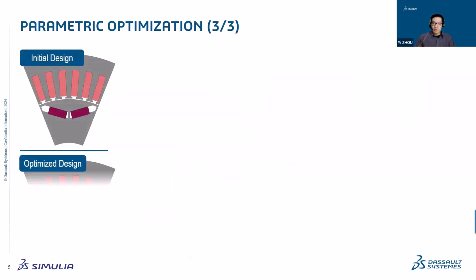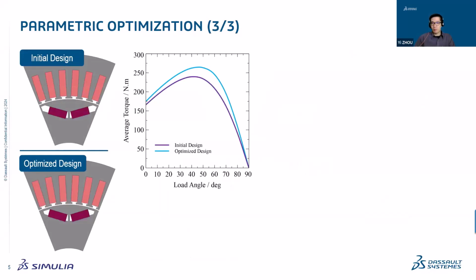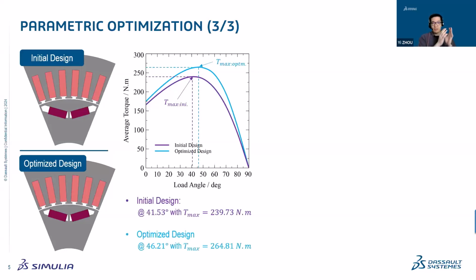Here we want to verify that we really have an improvement from the parametric optimization. So we do a load angle sweep at the same current. You can see that for the initial design, the maximum torque happens at a load angle of 41.53, and the maximum torque is around 240 Newton meters. For the optimized design, we see a slight shift in the optimal load angle, and the torque is increased to 264. In short, with this parametric optimization, we finally get a 10% torque increase.